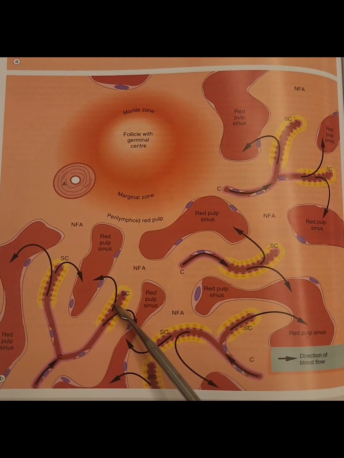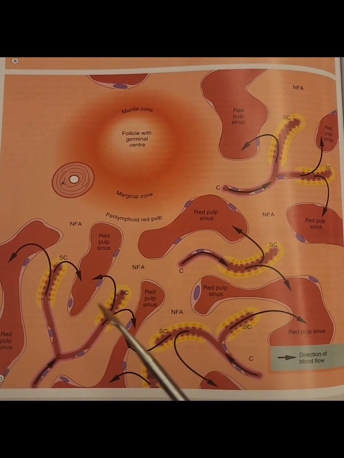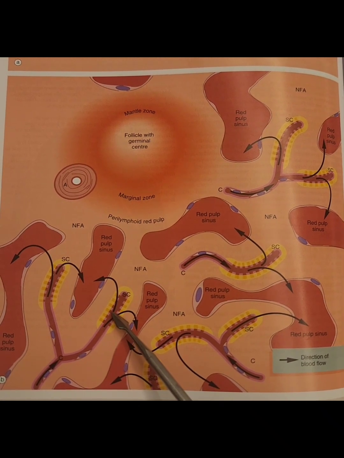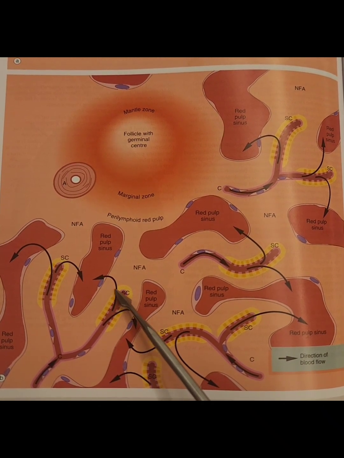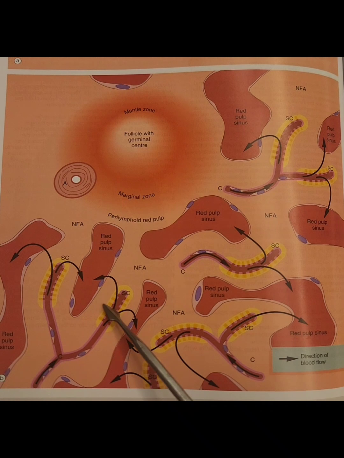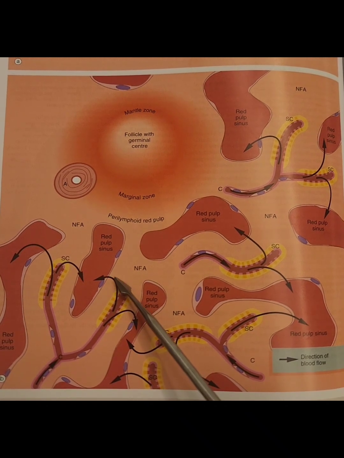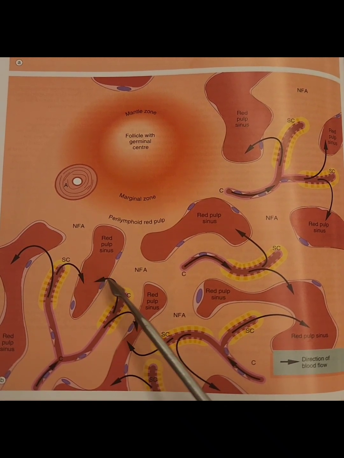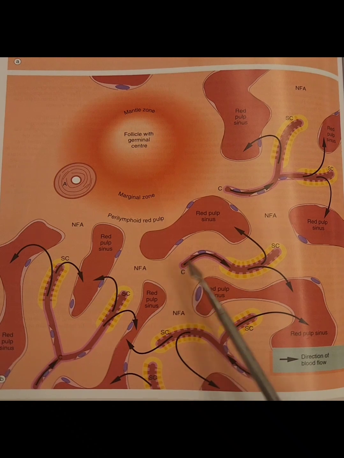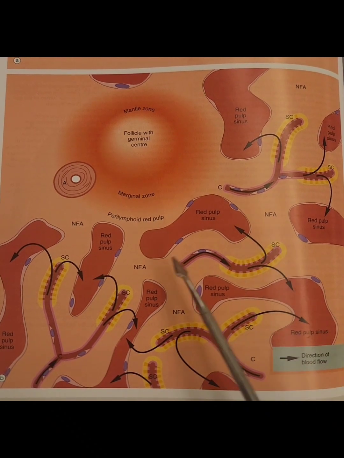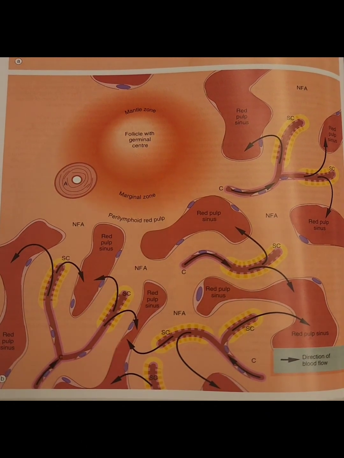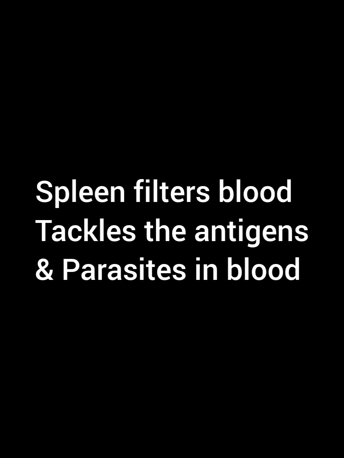Sheathed capillaries can directly drain into splenic sinusoids, or the blood can filter out through these capillaries, through the sheath, through the filtering part of the red pulp into the sinusoids. And there are some areas within the red pulp where there are non-filtering parts. This is how spleen filters the blood and tackles the antigens and parasites present in it.